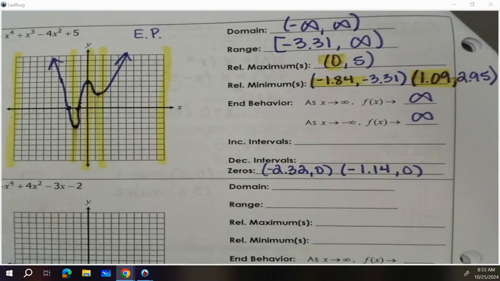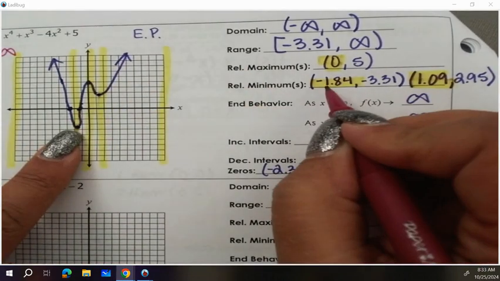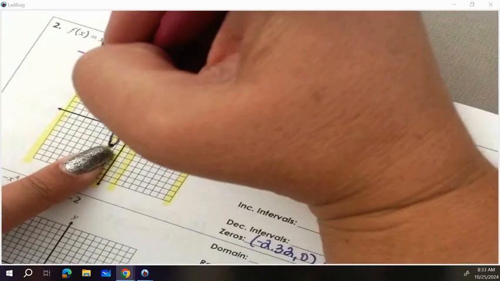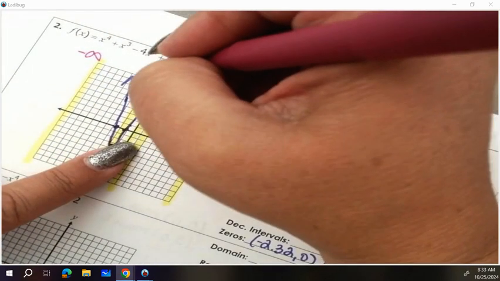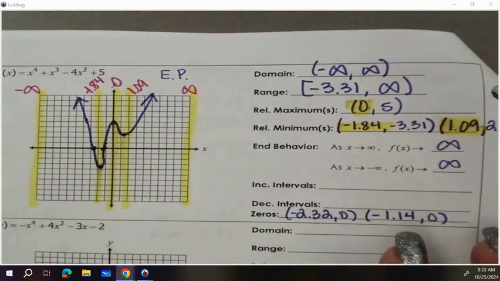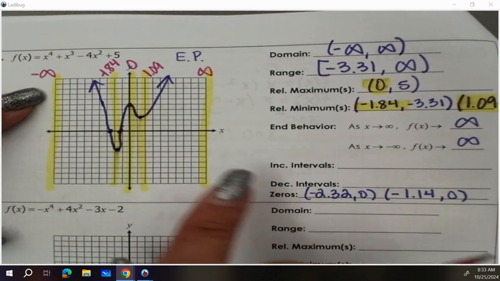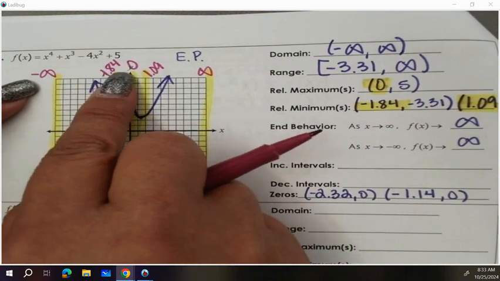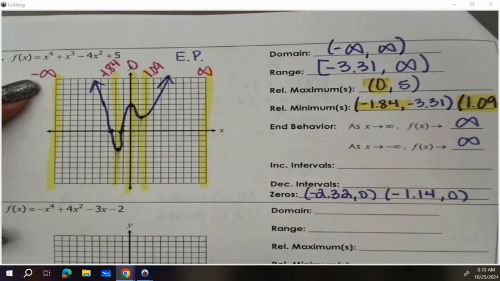I'm only worried about the x's. So my x's, this is negative infinity. This first turning point right here was at negative 1.84. Then my next turning point is at 0. That's that one. Then my next one is at 1.09. And then this is positive infinity. I like to do this because now as I go to write my increasing and decreasing intervals, I can see the exact numbers that I'm dealing with for each section.